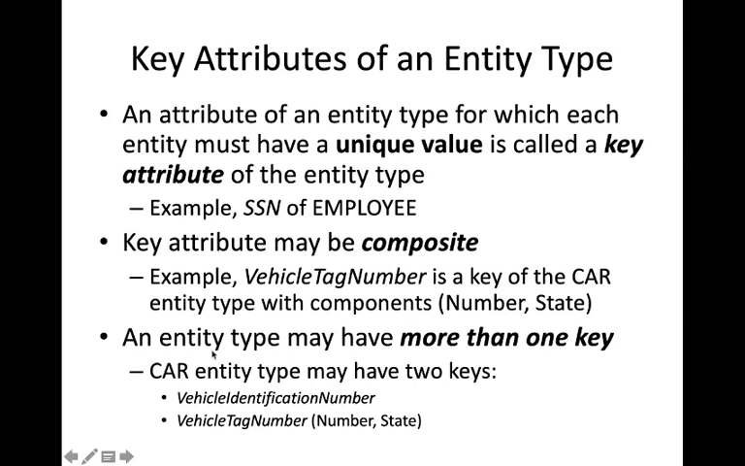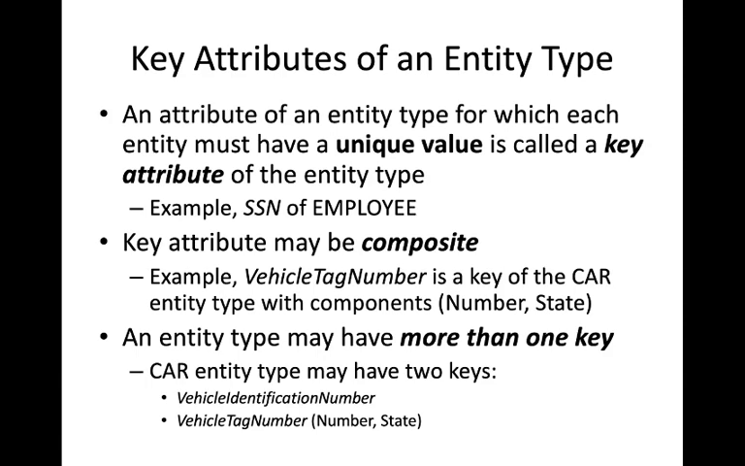It is a composite. Then an entity type may have more than one key. For example, the car entity type may have two keys. One is vehicle identification number, VIN number, or the engine serial number. It is unique. Then the registration number of the car, we call it vehicle tag number or registration number. That is also unique. So both of these are considered keys for that car entity type. Similarly for student, you also have different key attributes, more than one key.